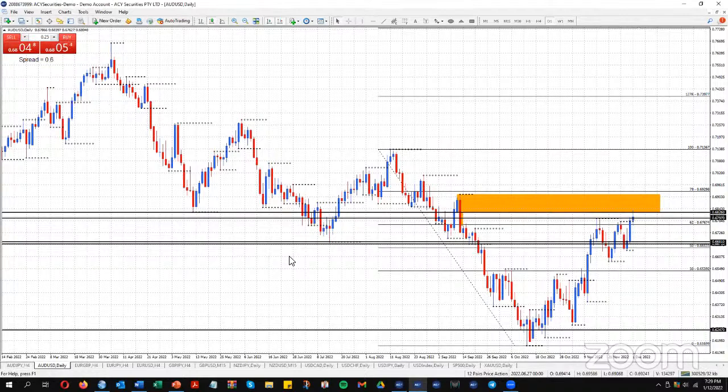So we've moved back up to fill the imbalance. We've hit the bottom of the order block. We're also hitting the bottom of this weekly support low here, which is now resistance at 68.26. You know, we could top out here and see a long-term move down. At the moment, though, the day trend is up. But this isn't where you want to be buying, is it?